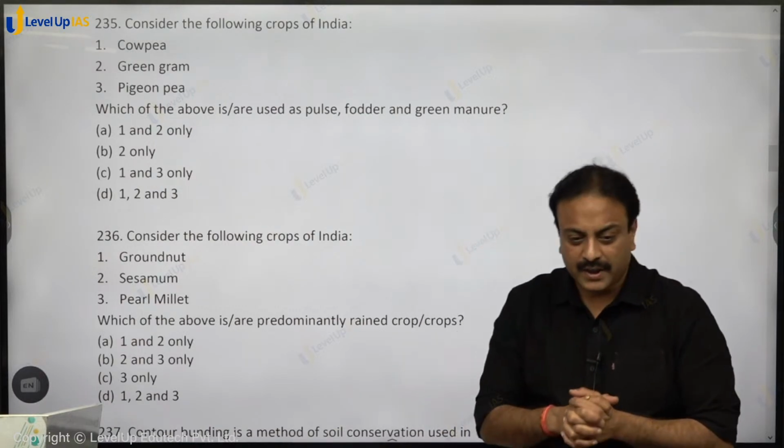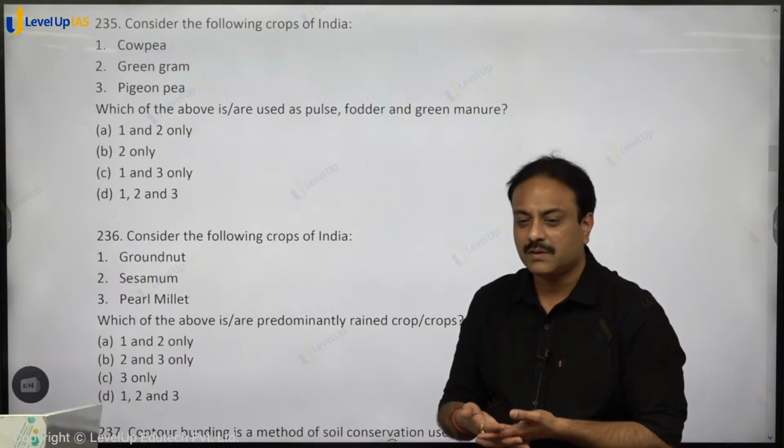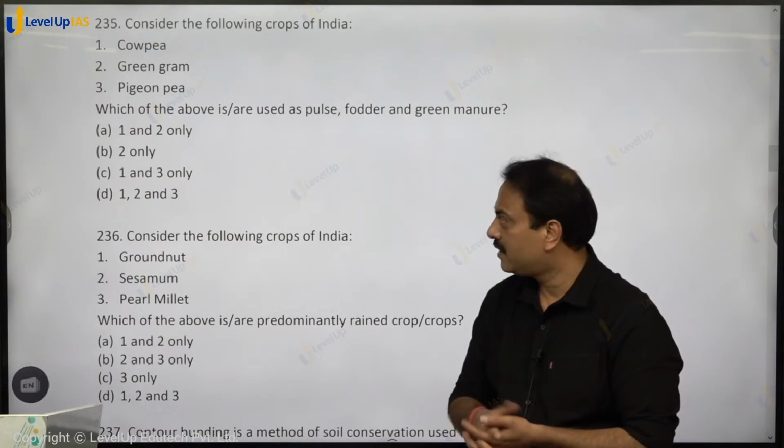UPSC has given the answer as 1 and 2. So you have to assume the answer as 1 and 2. Option A. Tick. Right.